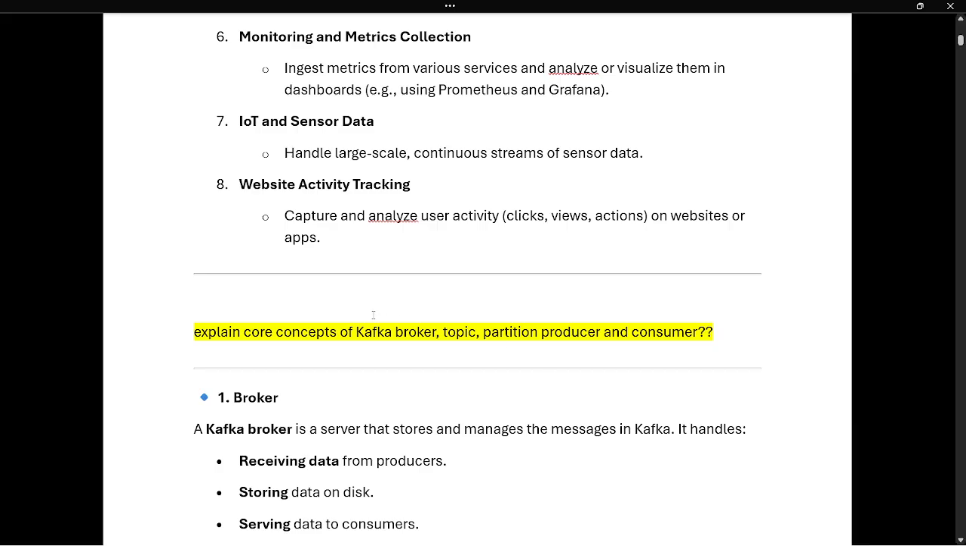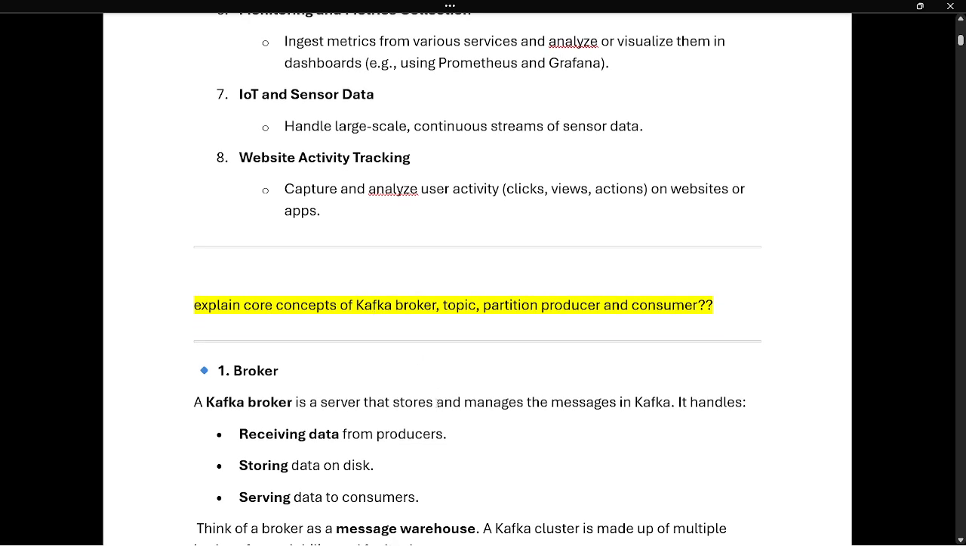Okay, so what does it handle? Receiving data from the producer. So there is a producer, P, which sends data to the storage area, and from the storage area there is a consumer, C, which consumes the data. Okay. So receiving data from the producer, storing data on disk, and serving data to the consumer. These are the parts of the Kafka broker.